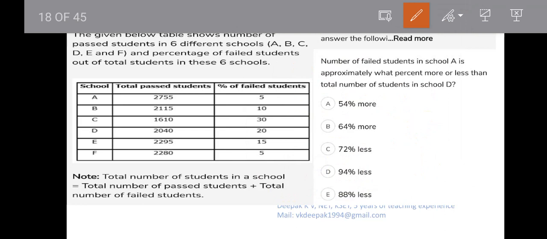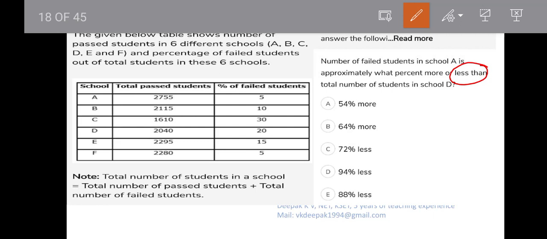Now, what is asked? How much percentage less than? Obviously it is not more than. How much percentage less than the total number of the students in the school B? What is the total number of the students in the school? We need not go for the calculation once again, because we have already calculated the total number of the failed students in the first question itself. We need not go for the calculation because we have calculated the total number already in the first question itself, that is 2400. So how much percentage more is asked?